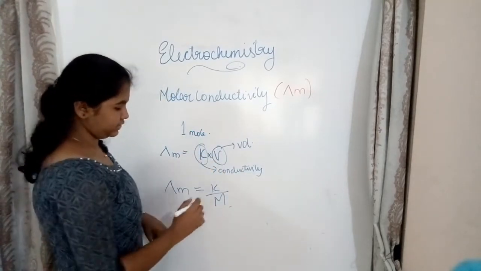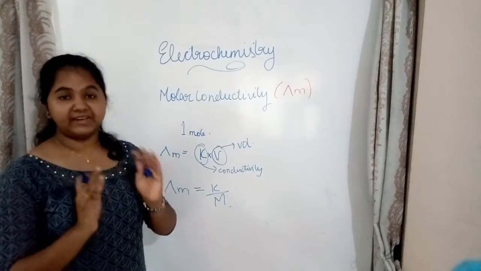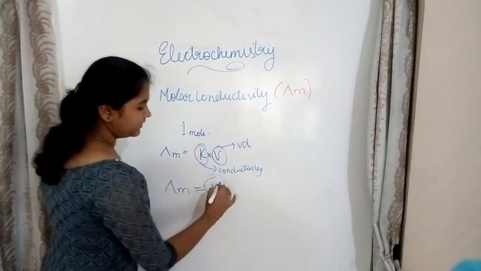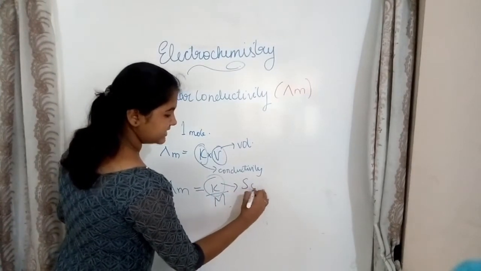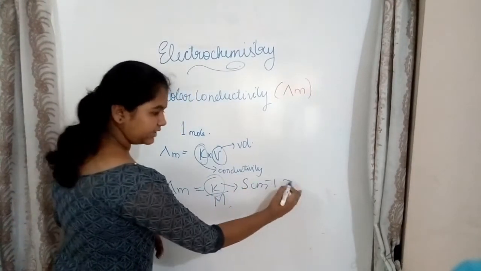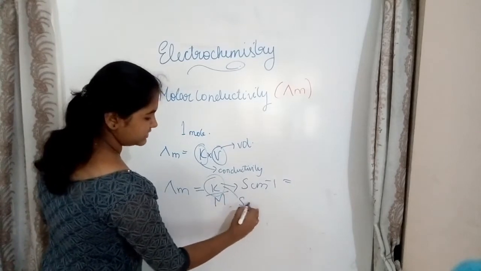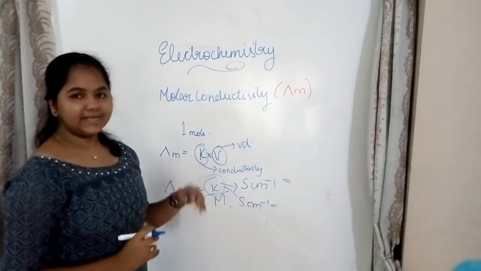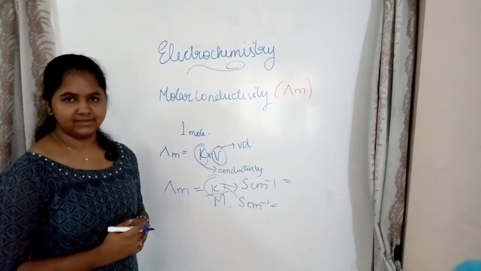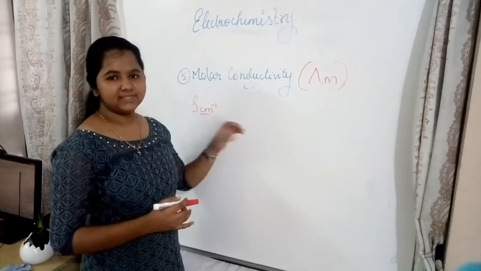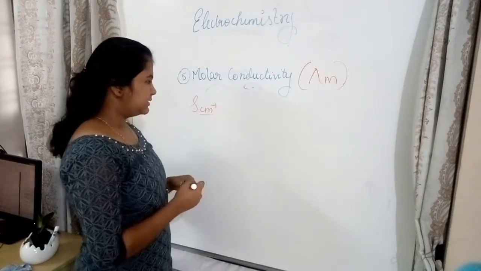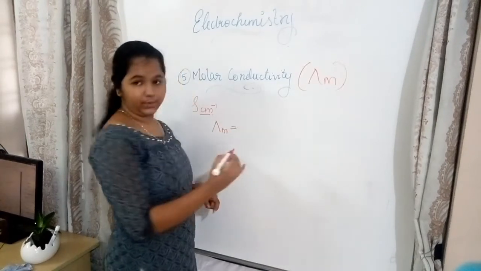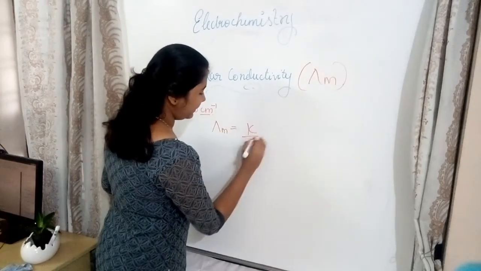So in this equation there is a variation when it comes to the difference in the SI units used for kappa. If kappa is in Siemens centimeter inverse, it has one kind of equation. If kappa is in Siemens meter inverse, it has another kind of equation. So we will see Siemens centimeter inverse first. So we know that molar conductivity is equal to kappa by m.